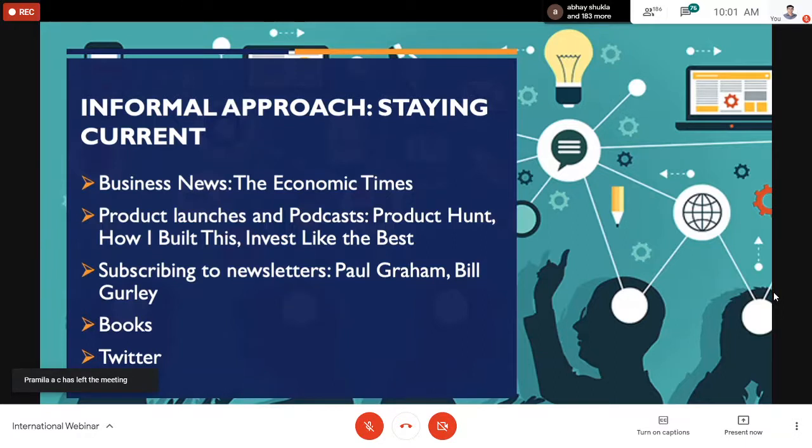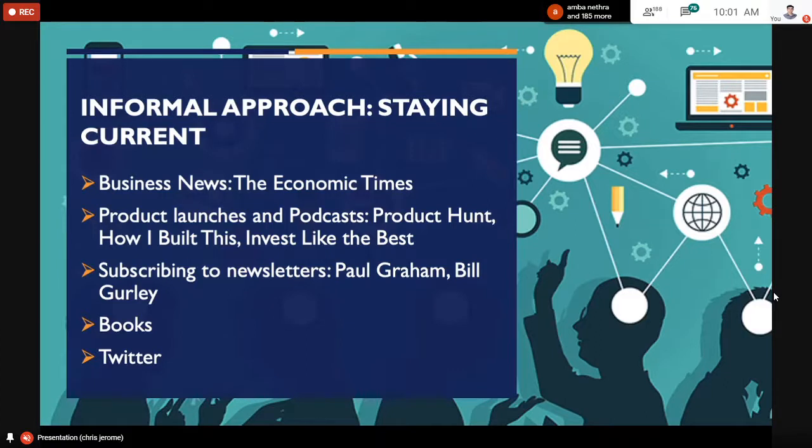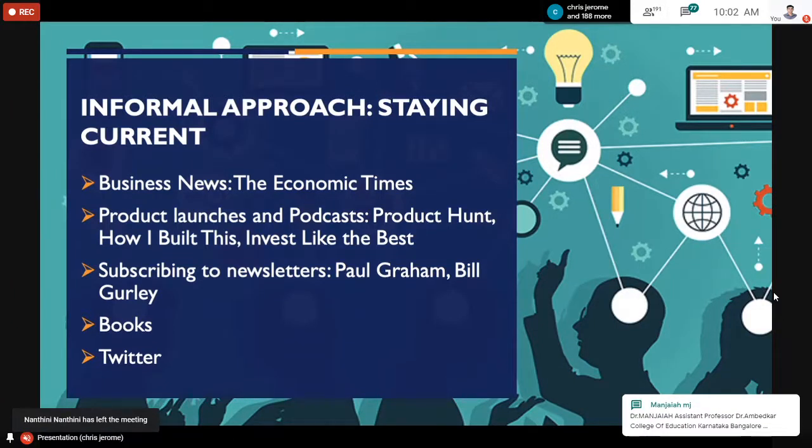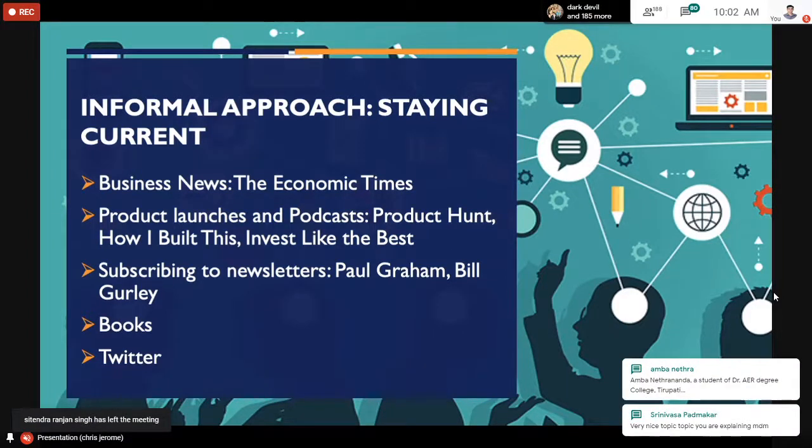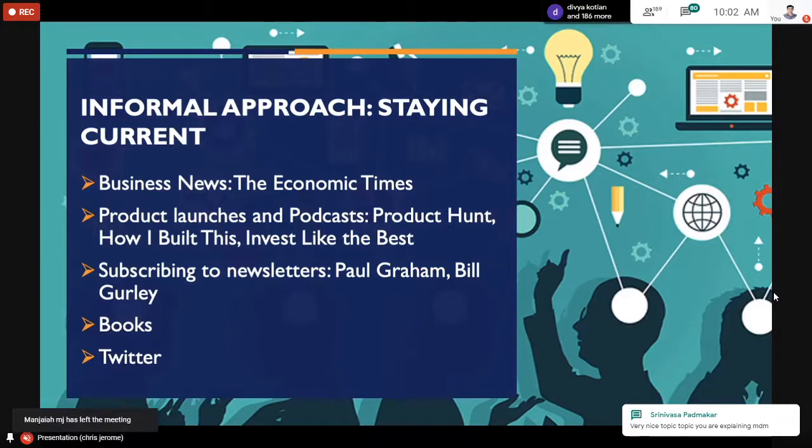Another tool that I like is called Product Hunt. It's a platform where new products are displayed on a daily basis. Again, this is a great way to just stay current. I love subscribing to newsletters. There are some industry investors like Paul Graham or Bill Gurley who write great thought-provoking articles periodically, so it's very useful to read. And then books and Twitter are great ways of staying current and getting ideas for businesses that you could ask your students to think about and have this informal discussion using the seven question framework that I recommended.